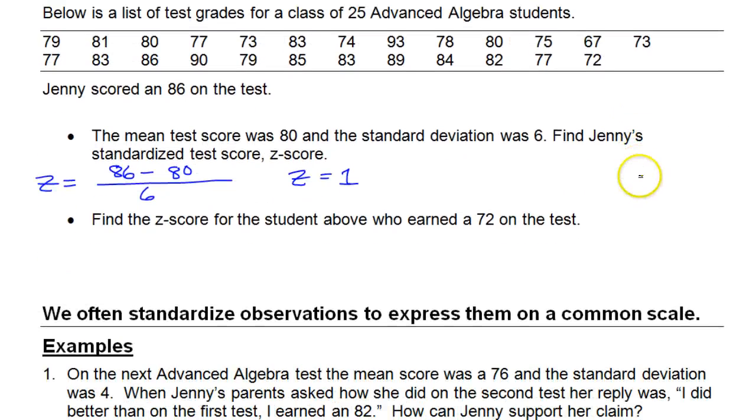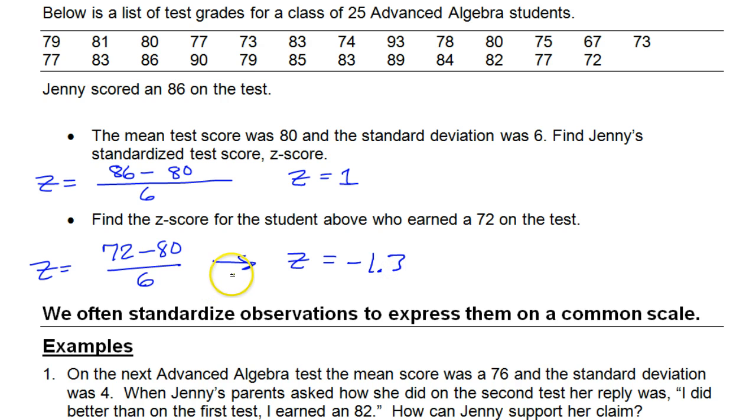Okay, so let's practice that. Find the z-score for the student who earned a 72. I'm going to pause the video while you do that real quick. Okay, so this z-score turned out to be negative 1.3. That means this child did a little bit worse than 1 standard deviation below the mean.